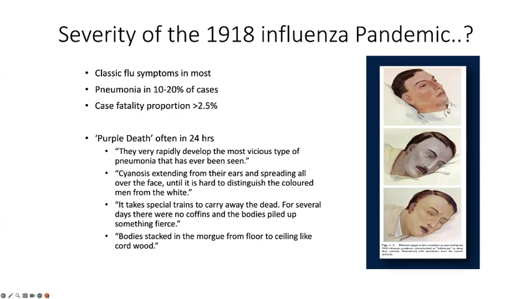He says things like they rapidly develop the most vicious type of pneumonia ever seen, that cyanosis, this blue discoloration of skin, which is a result of having very little oxygen in your blood, was spreading so quickly that it was difficult to distinguish colored people from white, and about how they needed special trains to take away the dead. So really quite scary stuff. And I and other people are still really concerned about influenza, the potential for an influenza pandemic that could be worse than what we saw with COVID.